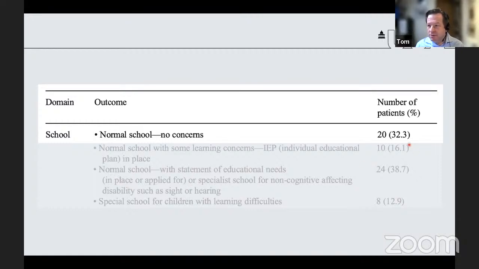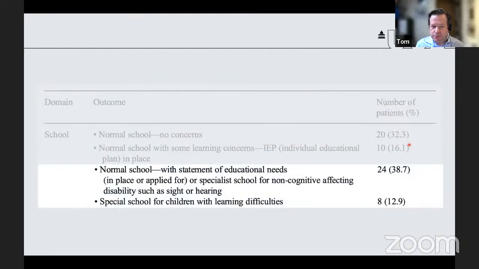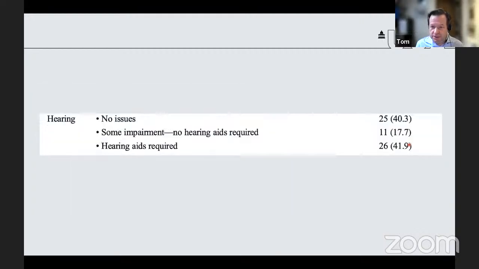So only 32% of the children were in normal school without any educational support, whereas half the children were either in normal school with a special educational needs statement or in a school for children with learning disabilities. So a significant impact on their education. And it doesn't really matter what domain you look at, there is significant disability going forward in this patient group.